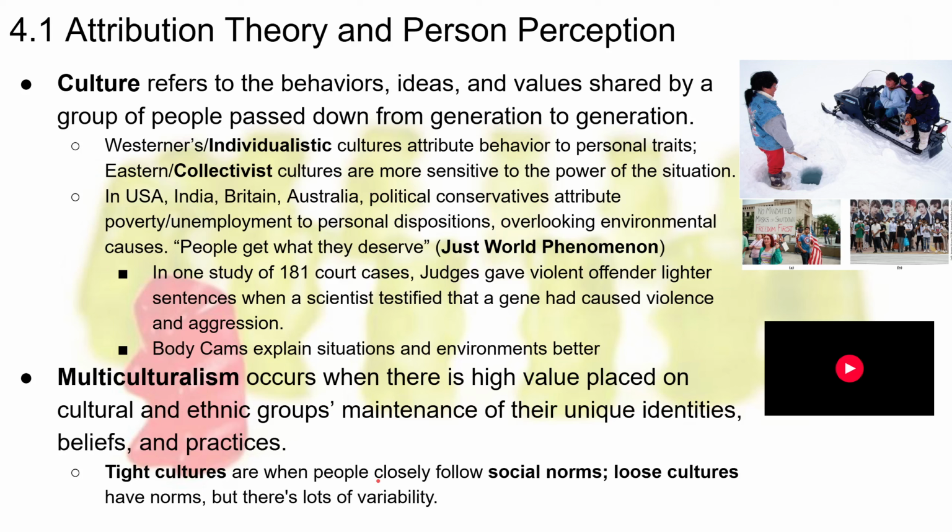multicultural trends forward. Just to wrap up this slide on culture, we have tight cultures in which people are supposed to closely follow social norms, and then loose cultures where people don't have to follow those social norms as closely. A social norm, if you're not familiar, is an unwritten rule in society. So when you go in an elevator and you stand and turn around, that's a social norm. You don't have to do that, but that's what most people do.